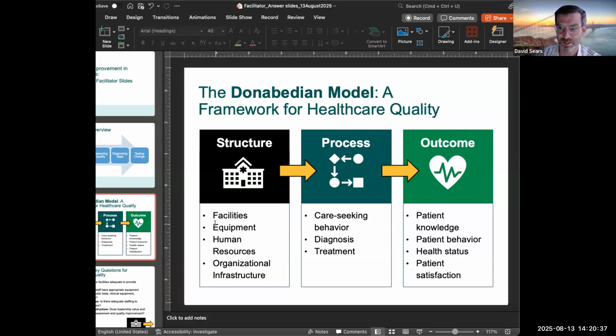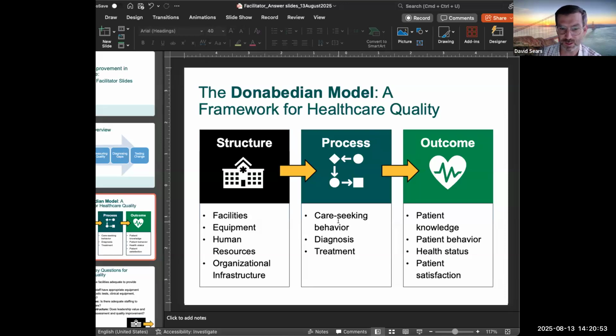And so structure is, we need medical facilities that have the right equipment, that have the right people or human resources working there. We need an organizational structure that values high quality healthcare. So we need all of that in place. That's foundational to provide high quality healthcare.